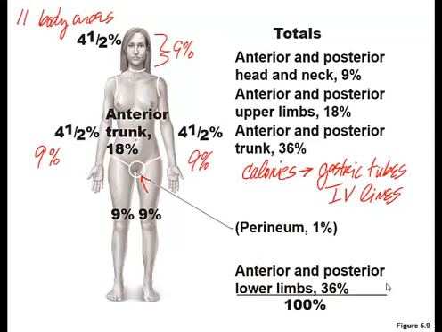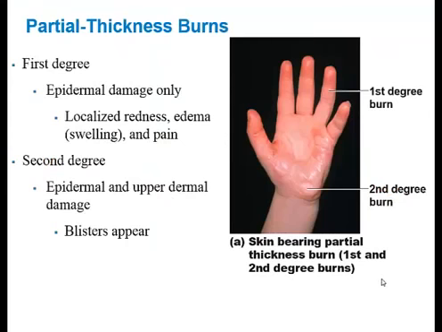So there are 3 different types of burns that you need to be aware of. The first type is a partial thickness burn, and this applies to both first-degree burns and second-degree burns. A sunburn is usually a first-degree burn. You can see this shown on your slide here. There's a first-degree burn on the fingertips, and then a second-degree burn on the palm of the hand.